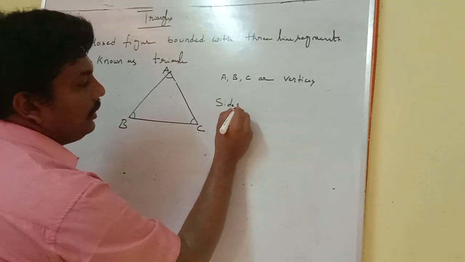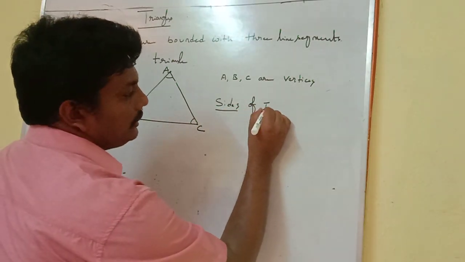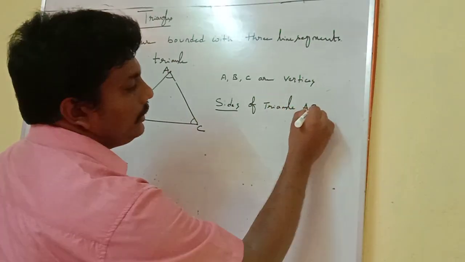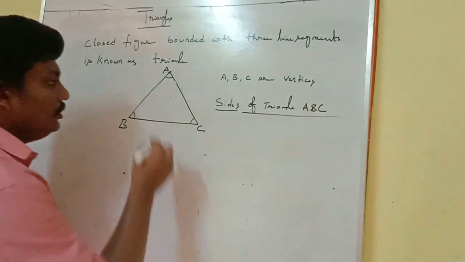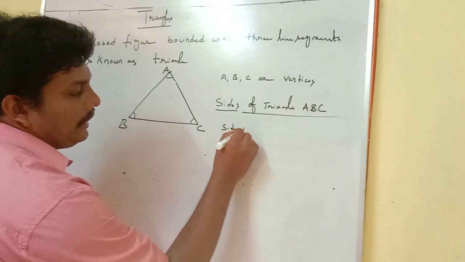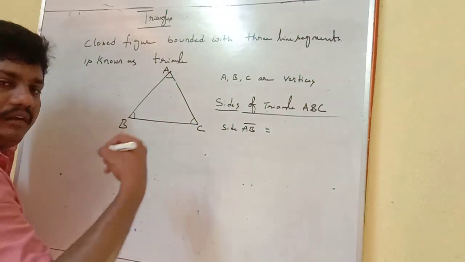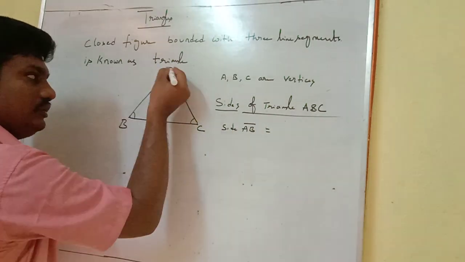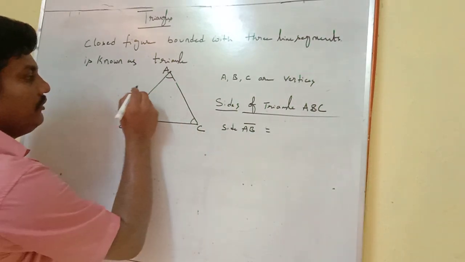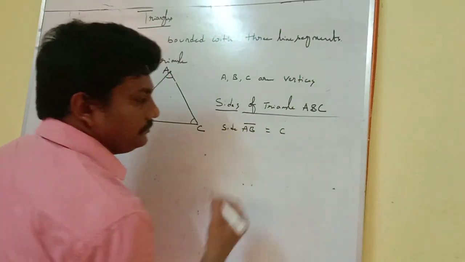First we are going to see the sides of triangle ABC. Now side AB. Another name is there for side AB. Side AB is opposite to the capital C vertex. That's the reason why we call it small c. The name of the AB side is small c.